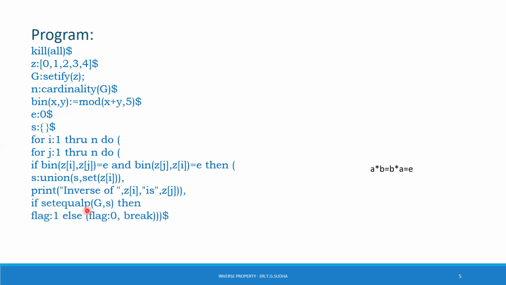If setequal of G comma S returns true, if G and S have the same number of elements, then we store flag equal to 1, that is the user variable. Else we store flag equal to 0 and we break, so that we come out of the loop, because if the inverse of some element doesn't exist, it comes out of the loop, takes the next element and checks whether it has an inverse or not.